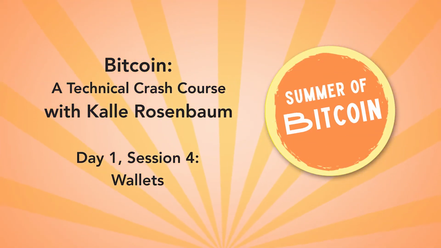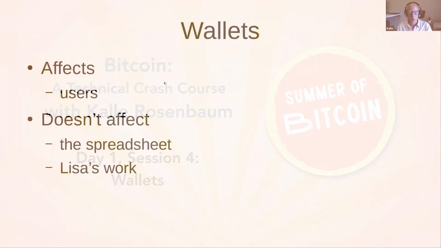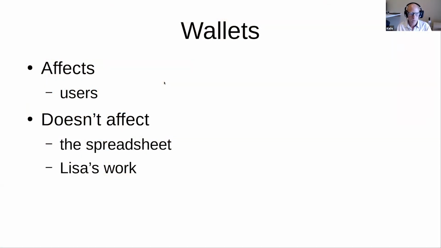So now this is chapter 4. We are going to talk about wallets. Wallets are software that users use to send and receive Bitcoin. And as it says here, it only affects users. It doesn't affect the spreadsheet or Lisa's work at all. So this is just for the users to be able to conveniently interact with the system.